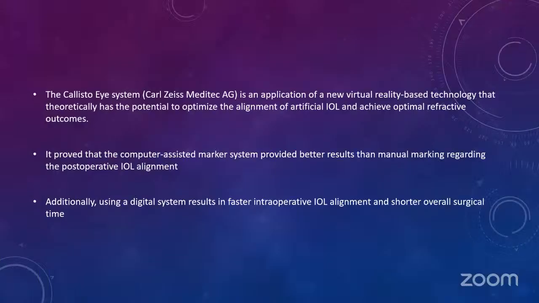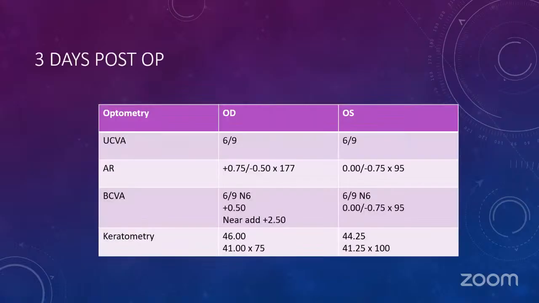So the Callisto system that I was telling you about is an application of new virtual reality based technology that theoretically has the potential to optimize the alignment of artificial IOL and achieve optimal refractive outcomes. It has been proven that digital marking systems provide better results than manual marking systems. And also it is faster for intraoperative IOL alignment and thus reduces the overall surgical time.